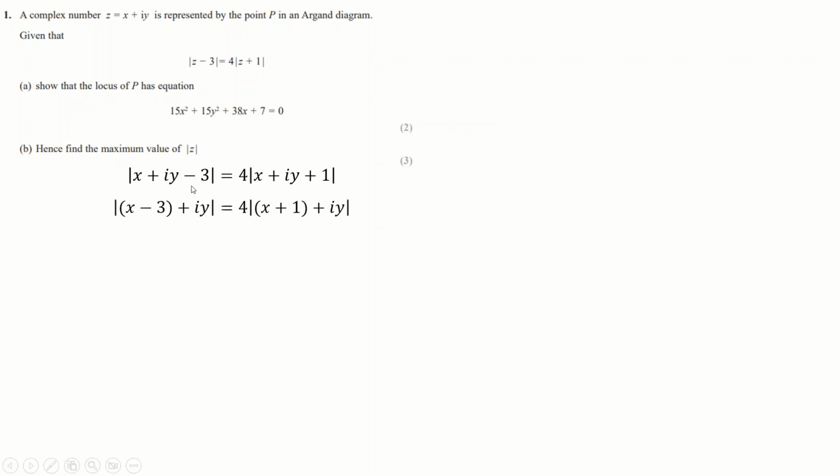So this will be x minus 3 and then plus iy, and this will be x plus 1 then plus iy. And the reason you want to do that is because if you have a complex number like this in a modulus, then that's of course just the root of a squared plus b squared. No i is necessary. So here, this is just the a and this is just the b. And we can get rid of the i's by doing this root here.